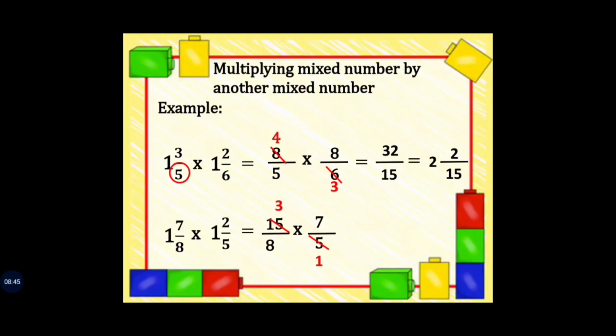Now, pwede na tayo mag-multiply, di ba po? And then after that, lagyan natin ng equal sign, then a fraction sign. Then, multiply 3 times 7. And it gives the product of 21. Then, multiply also 8 times 1. And it gives the product of 8. Now, look at 21 over 8. It is an improper fraction. Therefore, we need to simplify.